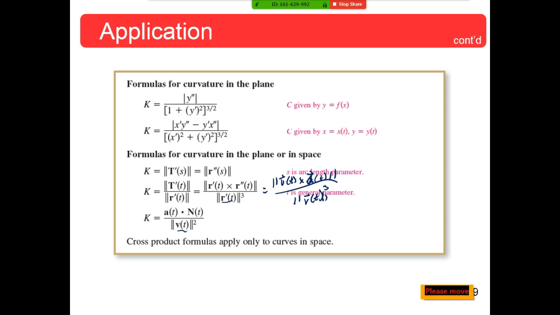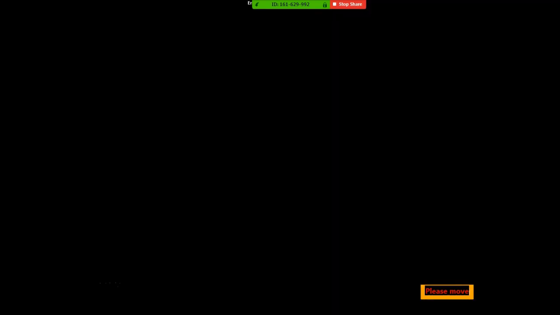Cross product formulas apply only to curves in space, not to planar curves. Got to have 3 dimensions to do a cross product. That ends 12.5. Thank goodness.